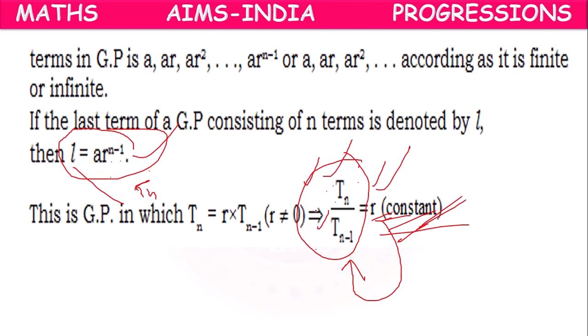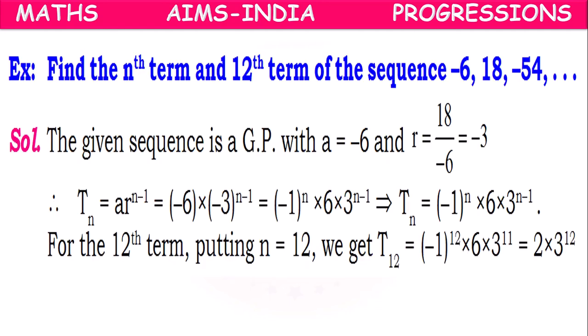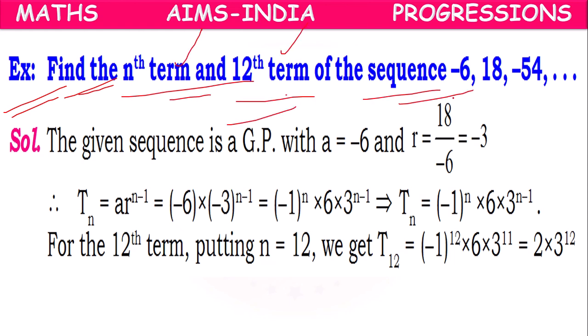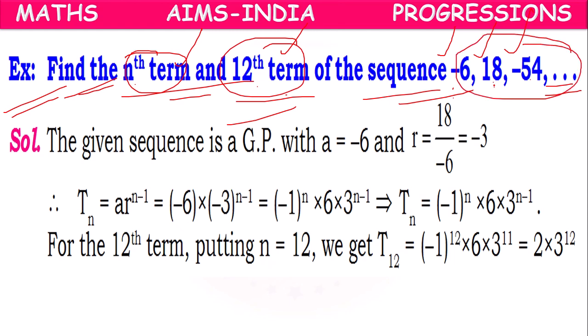So up to here, in our previous videos, we have completed the explanation, children. Let's start with the next concept, the next example. We have an example problem here. Find the nth term and 12th term of the sequence minus 6, plus 18, minus 54 and so on. We have to find the nth term and after that the 12th term of the given sequence.